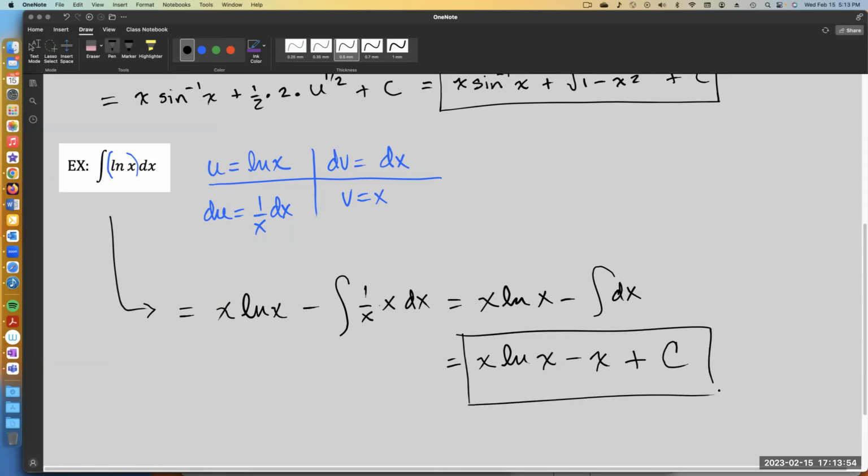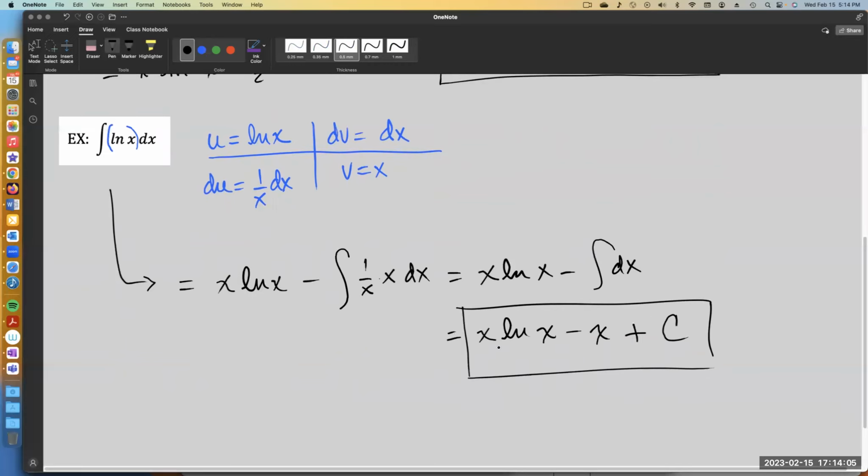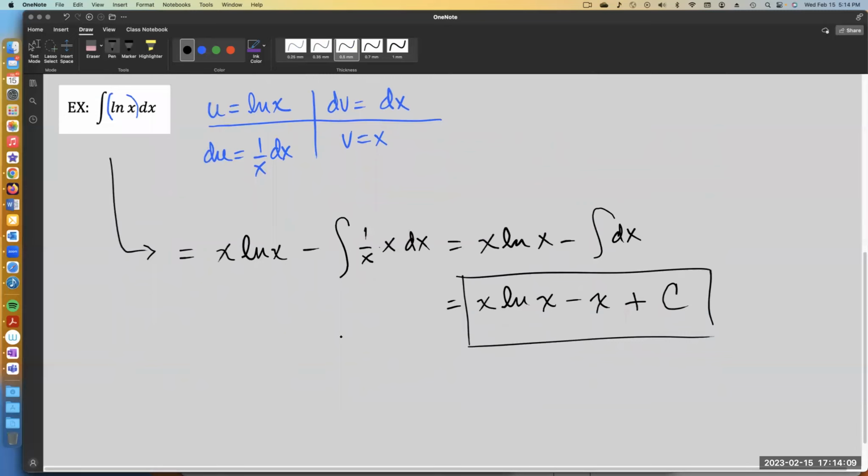Ever since you learned how to differentiate natural log, you wanted to know, well, what's its integral? If I know how to differentiate it, what's its antiderivative? There it is. So that function right there is the antiderivative for natural log of X. If you differentiate this, you will get back to natural log of X.